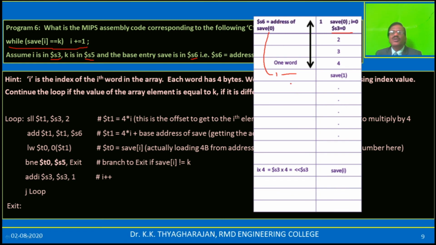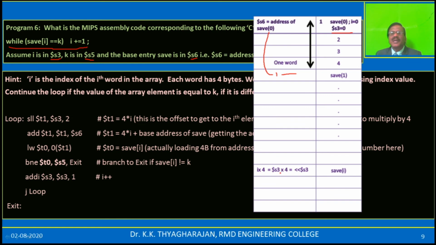If you want to go to the third element, then I will be equal to 2. So you have to multiply it by 4. So 2 into 4, 8. That 8 should be added to this base address. So if you want to access the ith element, you have to multiply I by 4. Actually, I is in S3. That should be multiplied by 4.